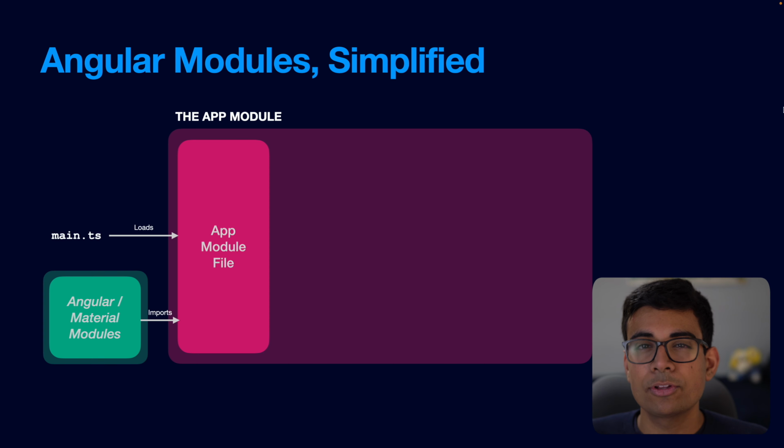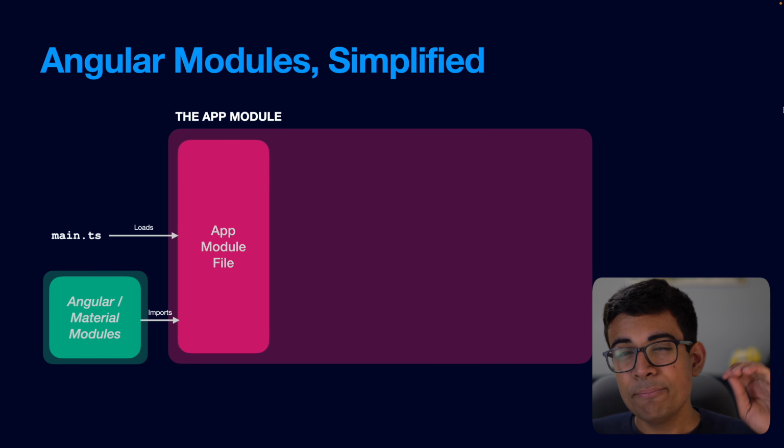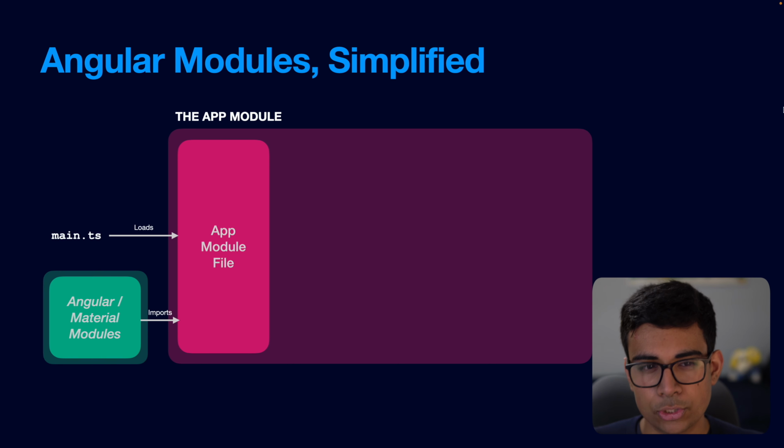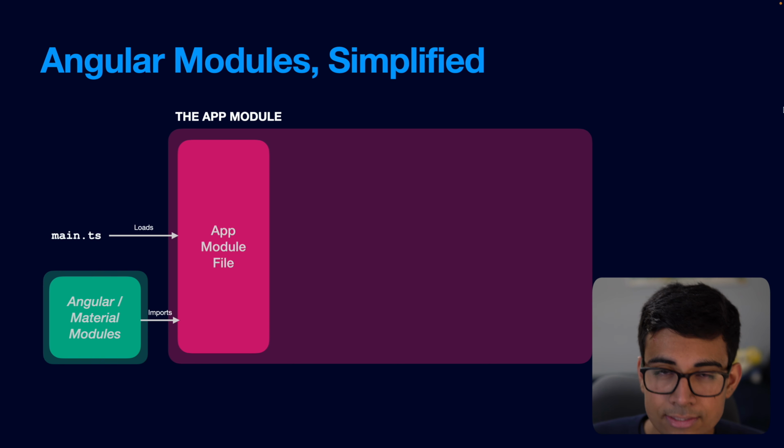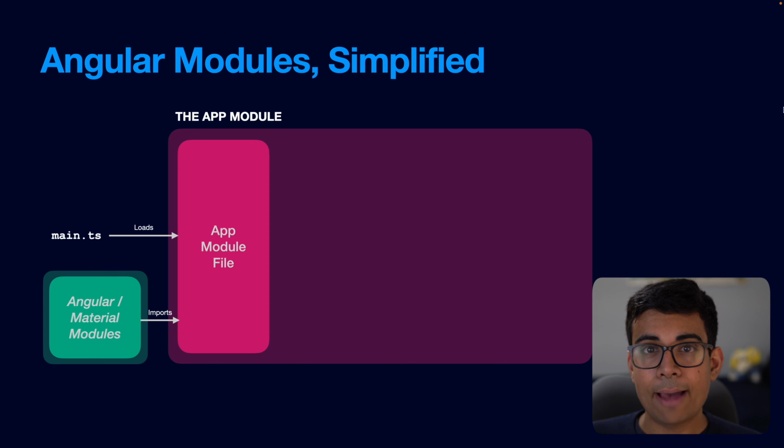It is at the root level of the directory, and I highly recommend that you check it out. The main.ts file loads our app module, and by loading our app module, we load all of the necessary features and all of the necessary components that we need in order for our application to actually work and load up.